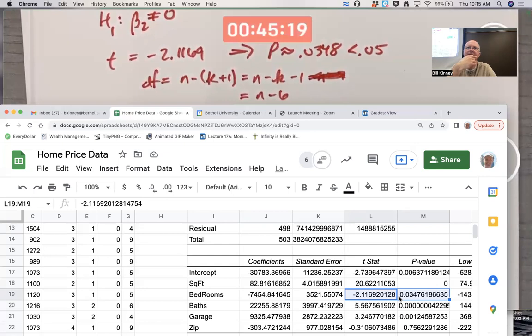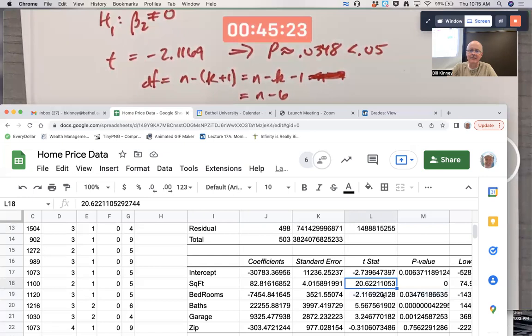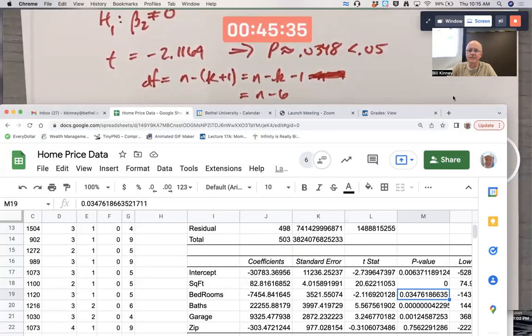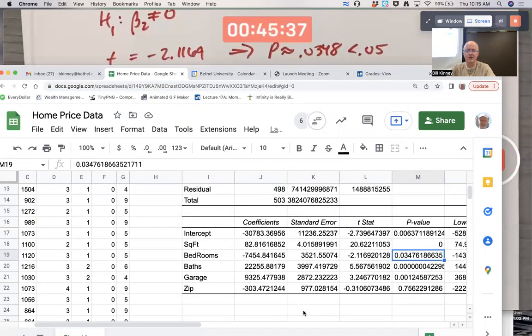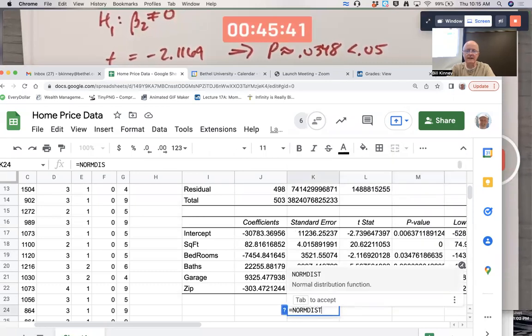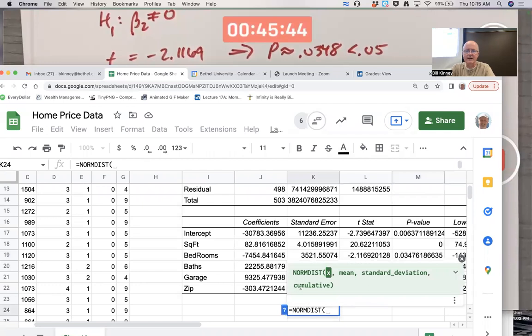That makes sense? I mean, you'd still get this t-stat, but the p-value wouldn't be much different if you used a normal curve. In fact, we could do a little calculation here for comparison. Use equals NORM.DIST. What's the t-stat?